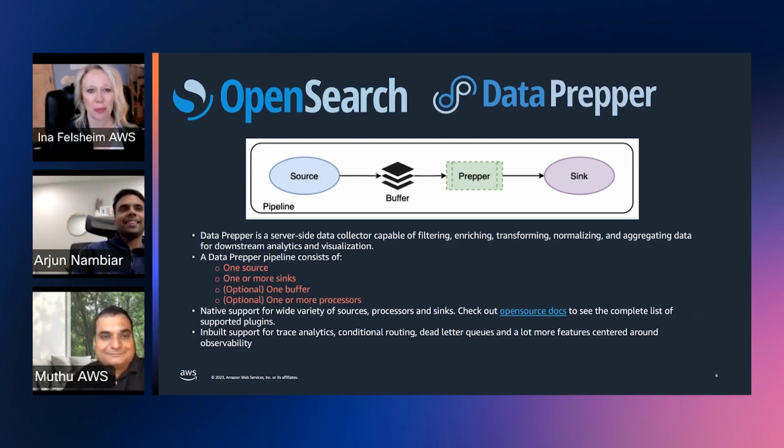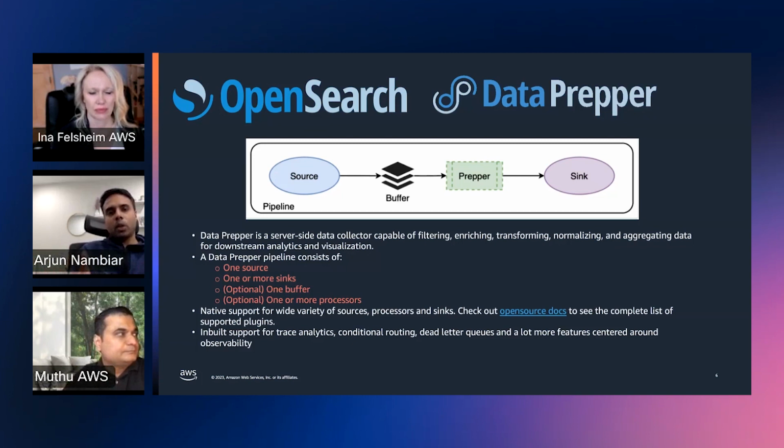Arjun, kick it off then. Sure, thanks. Given that we had all these challenges that I spoke about in the last slide about ingestion, the first thing that we did was we had this open source product. The OpenSearch team at AWS is open source first. So everything that comes out first is open source, and then if needed, we have a managed service offering for it. So Data Prepper was a solution for the ingestion needs of OpenSearch.